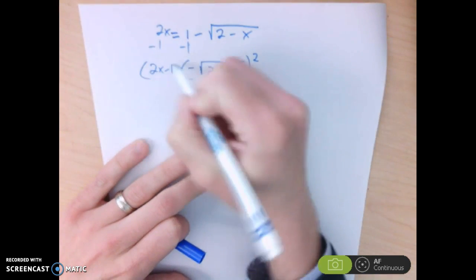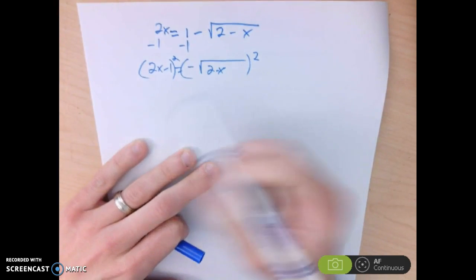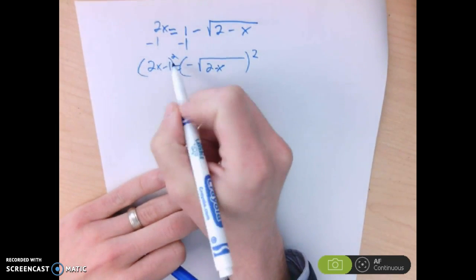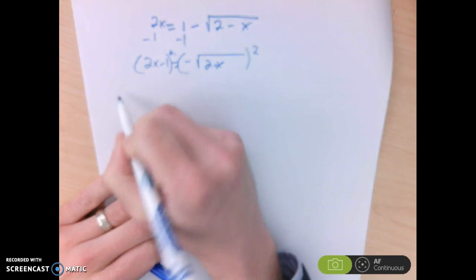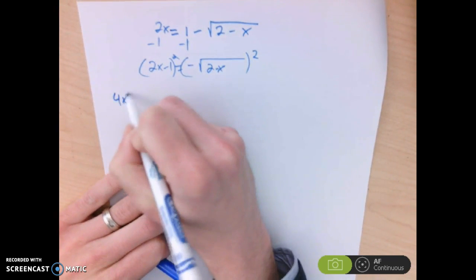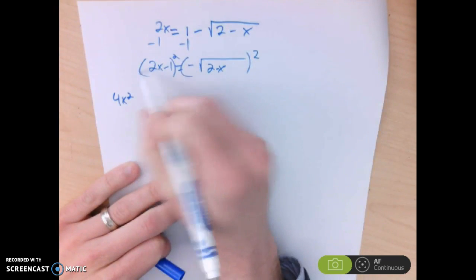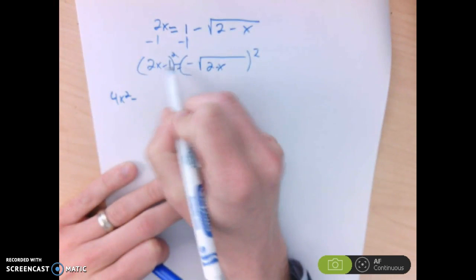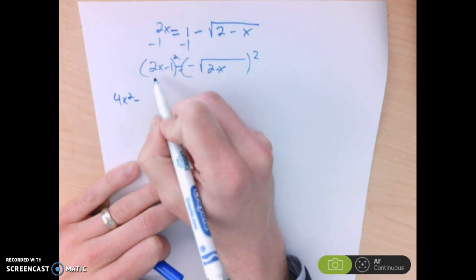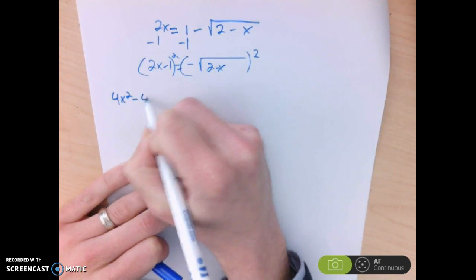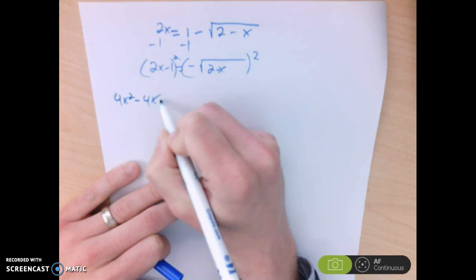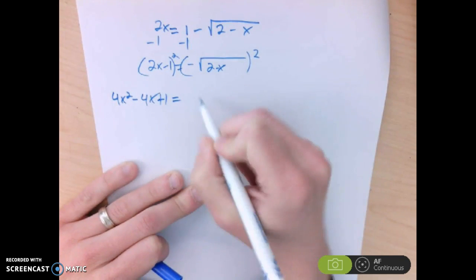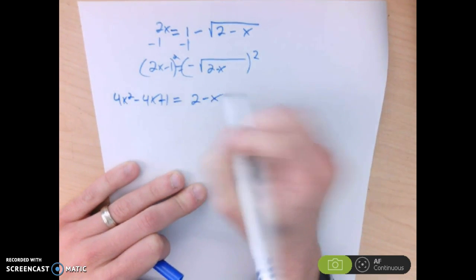Square that. Square that. So when I square this, if we remember our expansion rules, we will get a squared, so 4x squared, minus 2ab, so minus 2 times 2x times 1. So that is, what is that, 4x, and then plus b squared, so plus 1, equals 2 minus x.